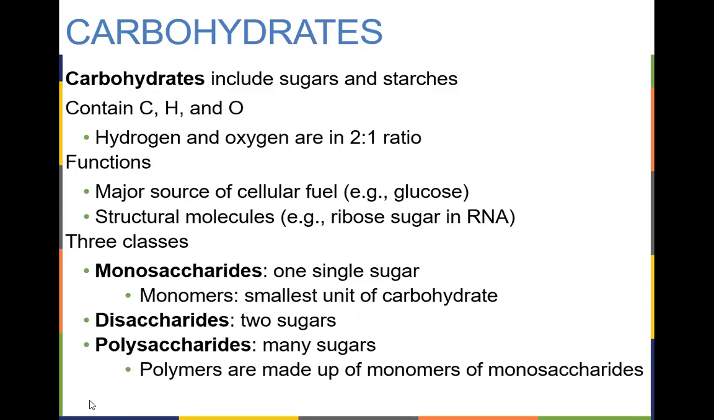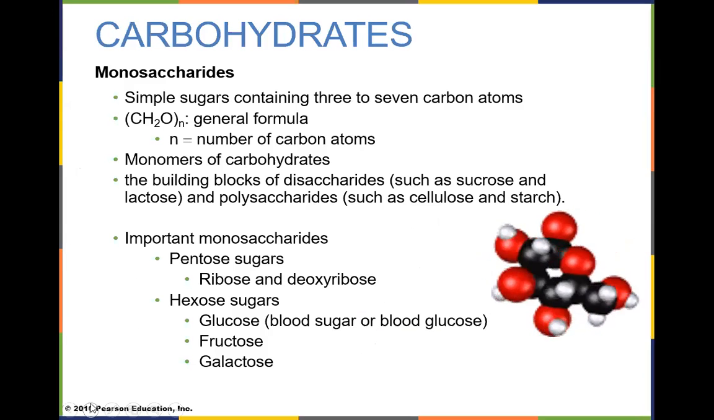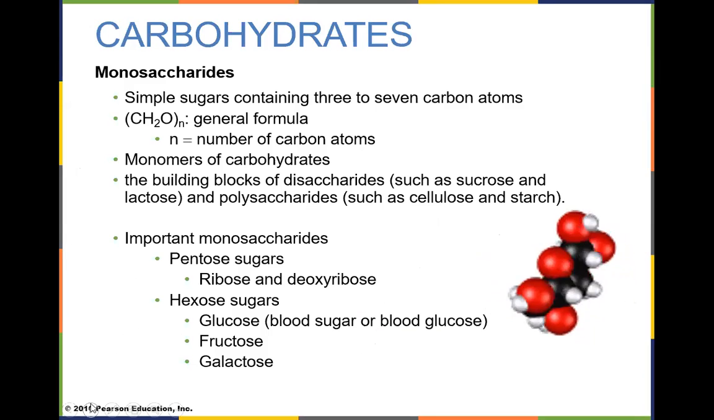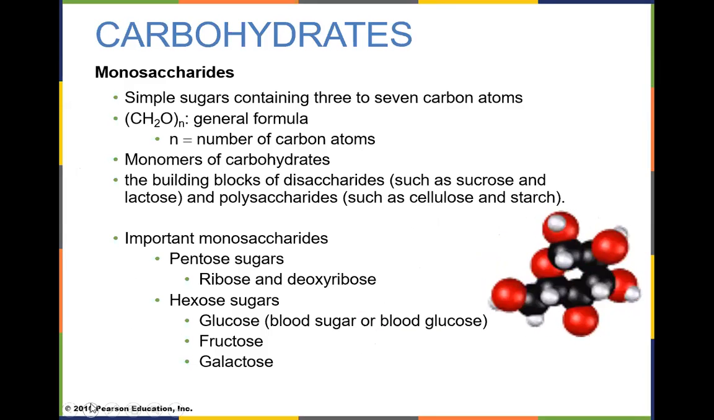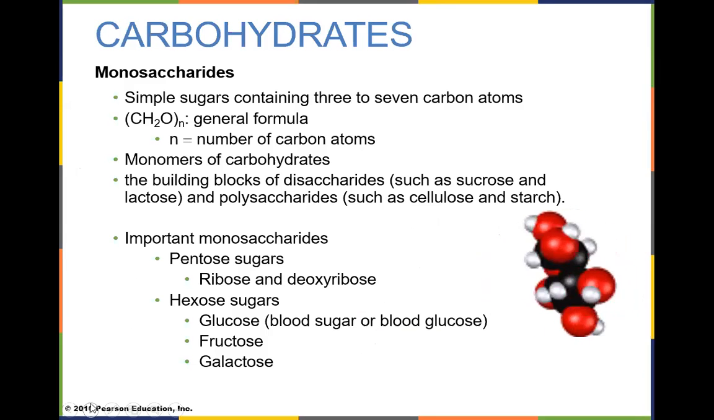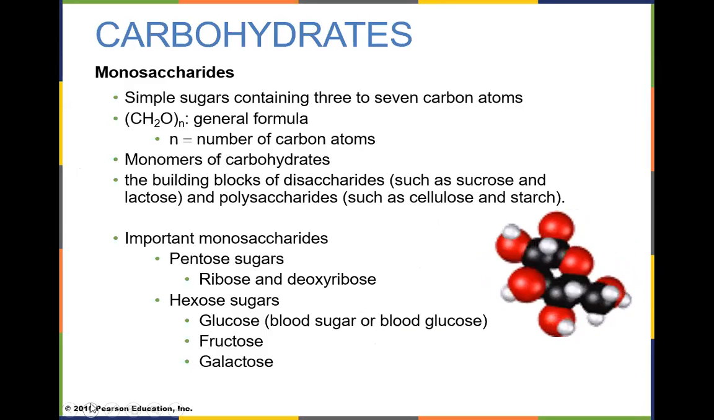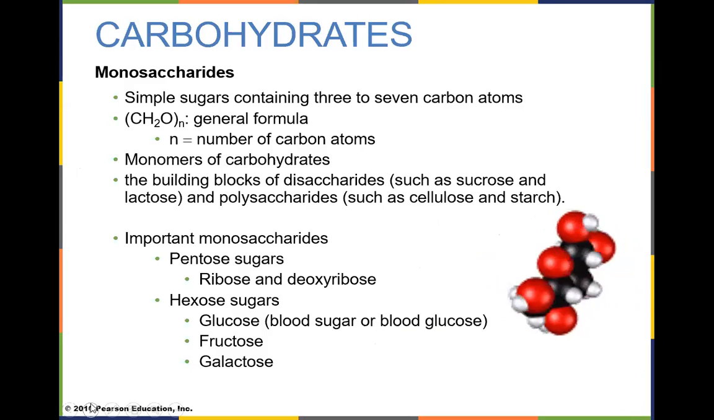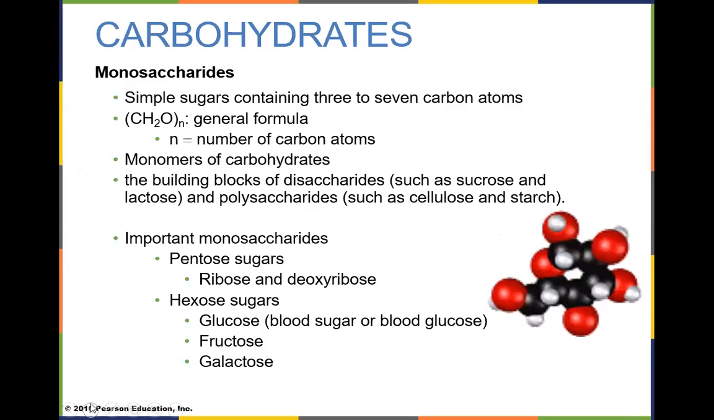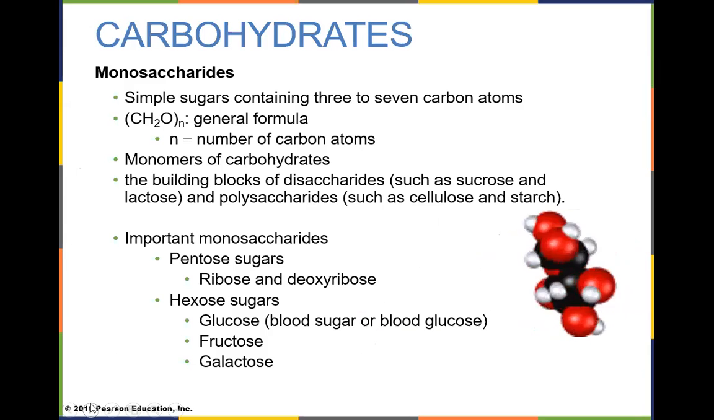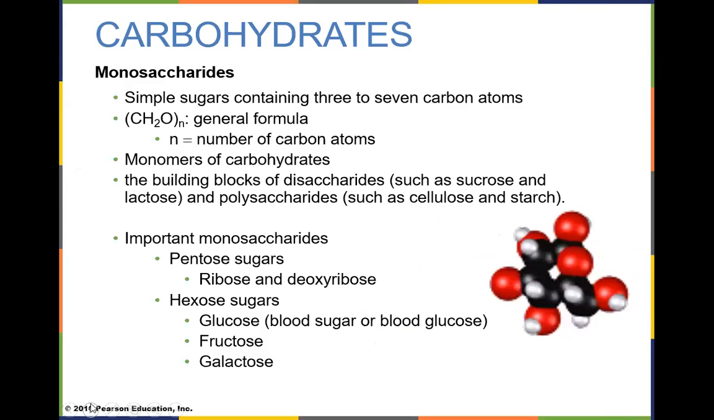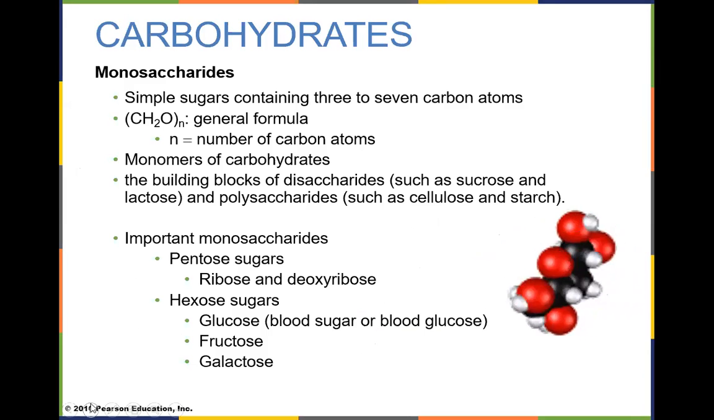Now, this is what a monosaccharide looks like. That model that's spinning around there is a glucose molecule. It has 6 carbons, 12 hydrogens, and 6 oxygens on there. And it's arrayed in a sort of ring structure. So it is not just a straight chain of atoms, but it's formed in a ring.